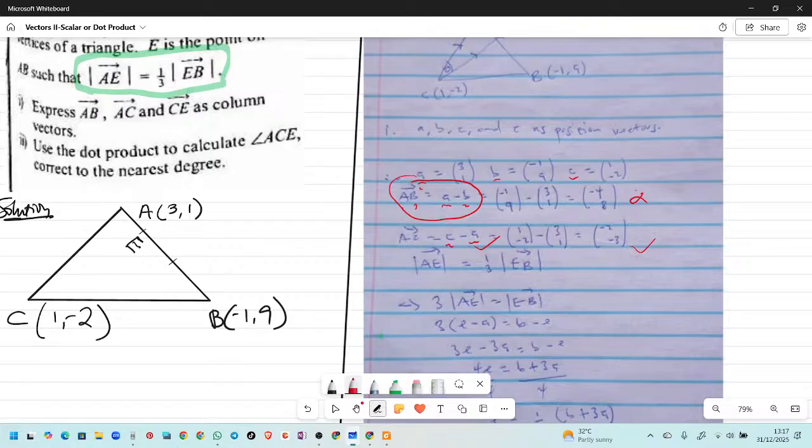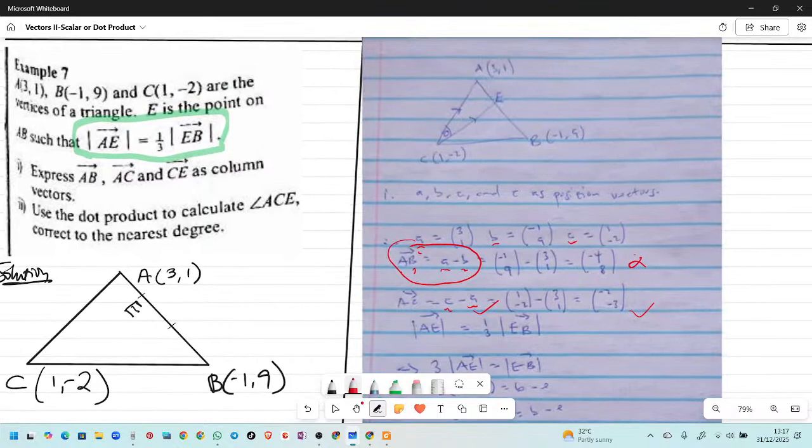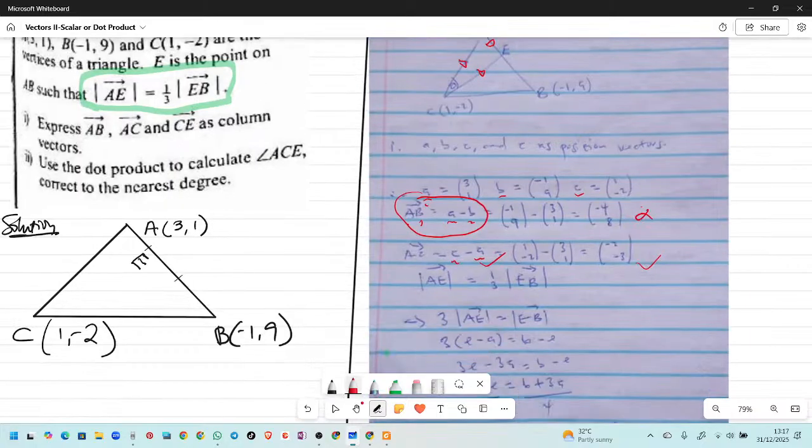Then CE. So what is CE? That's why you drew the diagram. Now when you draw the diagram, C to E in this direction, right? It's the same as C to A plus A to E. So that's how you're supposed to write it. If they want you to write CE as a column vector, pass from C, go to A, add A to E. Very simple. But what you are doing in there, now you say AE is one third EB.